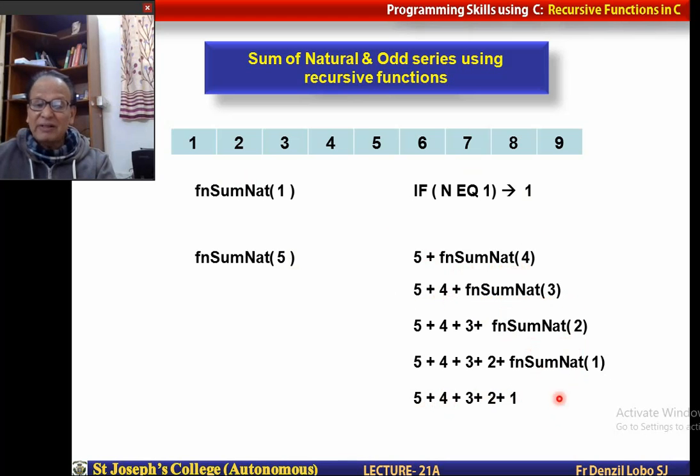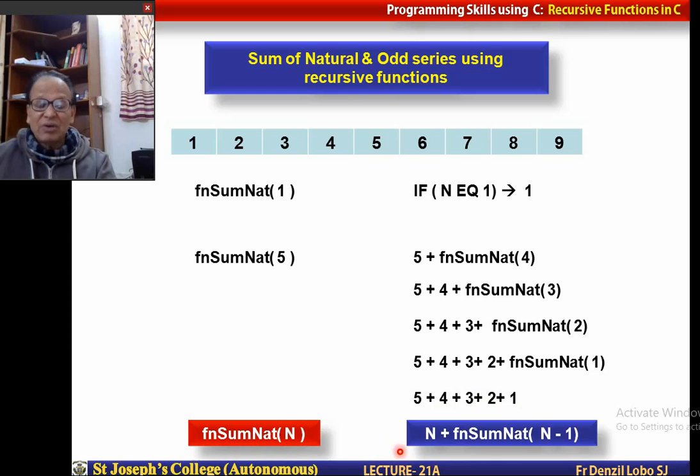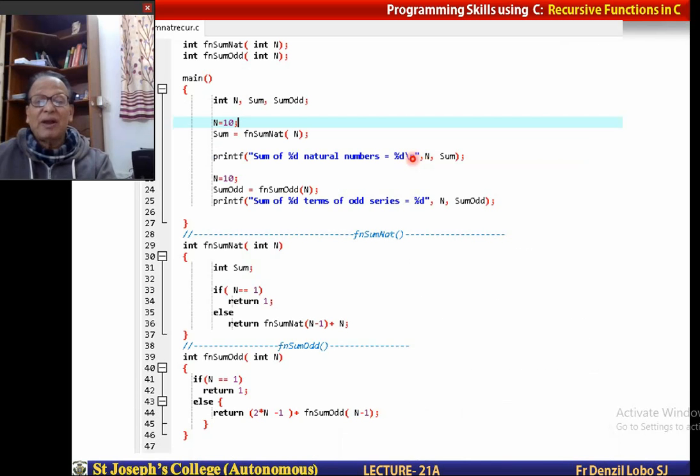As you see, automatically they are added. The sum is found. You see it is 10, 15 is going to be the answer. So the general formula therefore is: function sum natural n is equal to n plus function sum natural n minus 1, as we have done earlier. There, there was multiplication to find the factorial. Here it is only adding plus. So this becomes our terminating condition, and this becomes the general formula in finding out the sum of natural numbers.